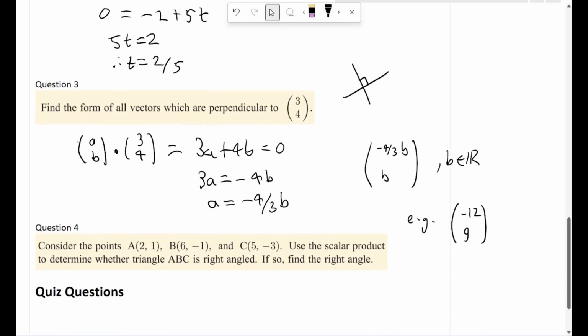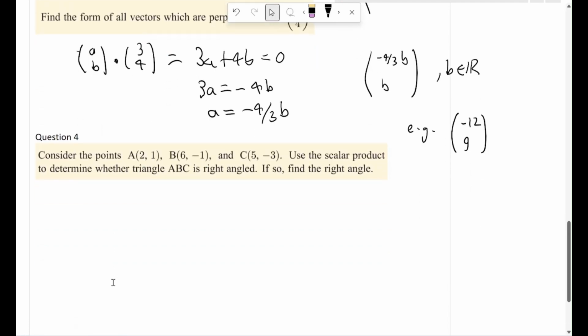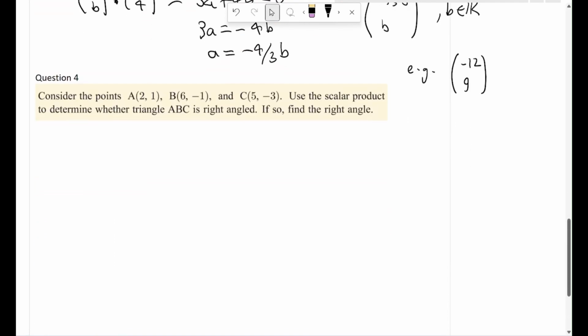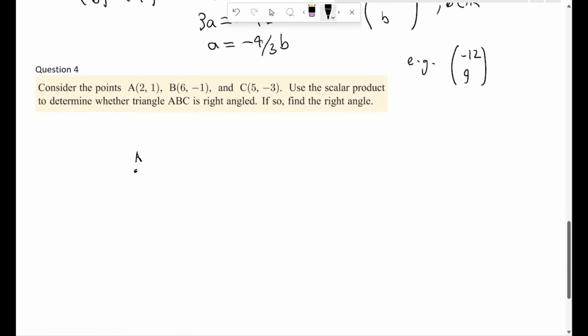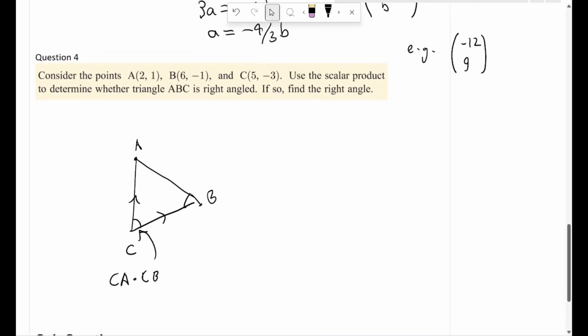All right, last one, consider these 3 points. We want to determine whether ABC is right angled, and if so, find the right angle. So we're going to have these 3 points, A, B, and C, and we're going to want to make vectors. So we've got to check all 3 of these angles. So with this angle, we've got to check CA dotted with CB. We've got to check that vector for that angle. For this angle, we'll get to it later, but let's do CA dot CB first.